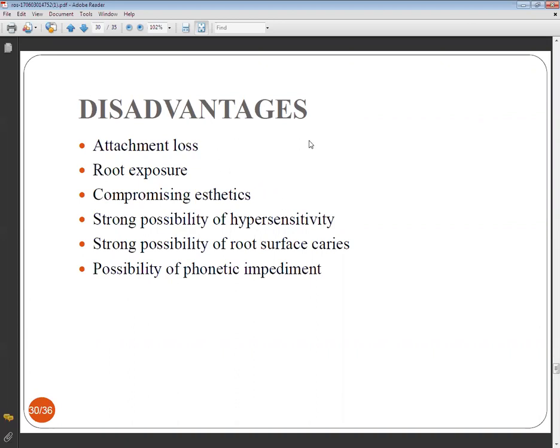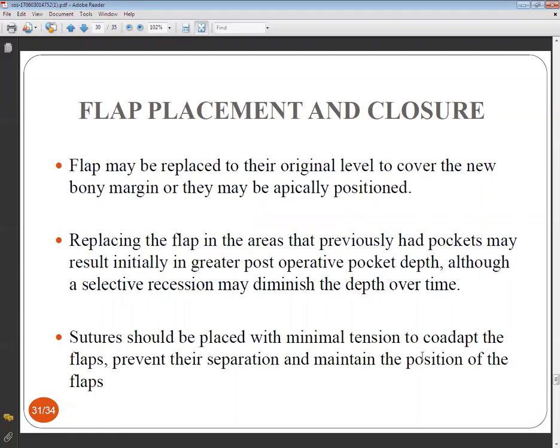In resective osseous surgery, you are removing supporting bone. That's why there will be attachment loss, root exposure, and aesthetics not acceptable, and there are different patient complaints of hypersensitivity, and there are chances of root caries formation. Some patients have difficulty while speaking.